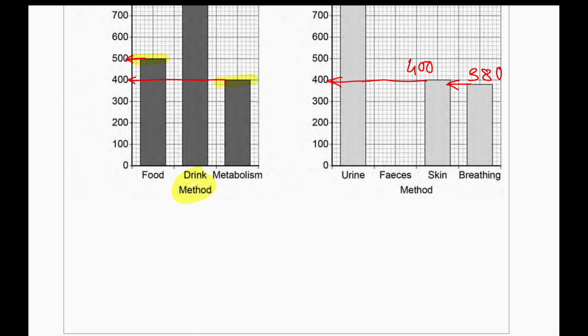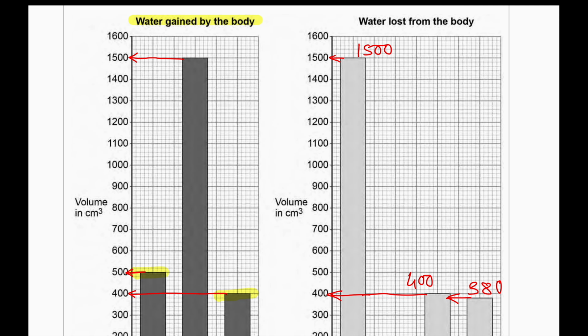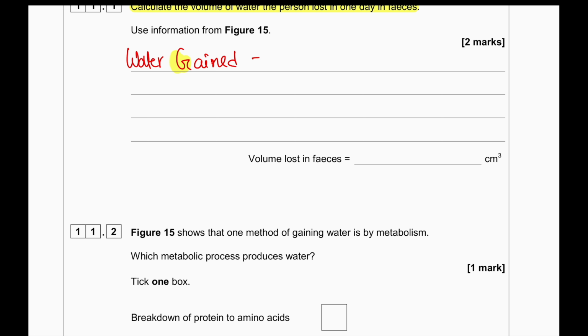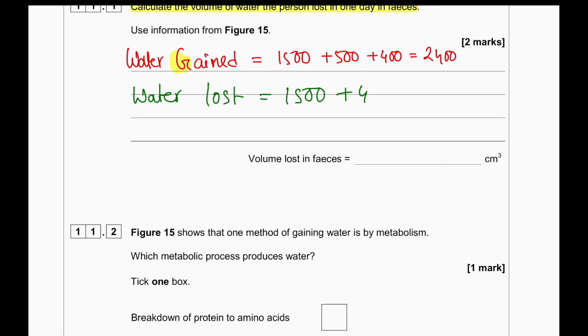So we need to do the addition of the water gained, which will be 1500 plus 500 plus 400, which is a total of 2400, and water lost, which is 1500 plus 400 plus 380, which is 2280. So water lost in feces will be 2400 minus 2280, which is 120 cm cube.